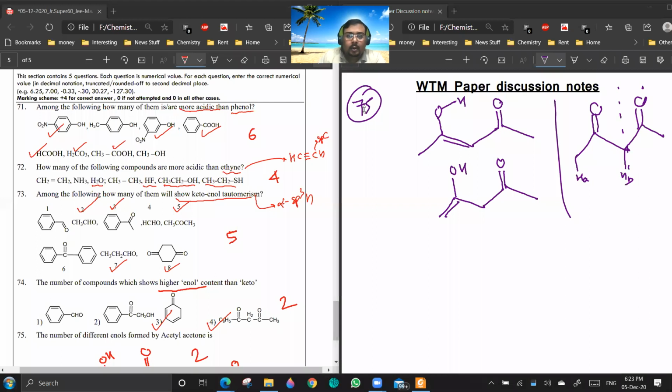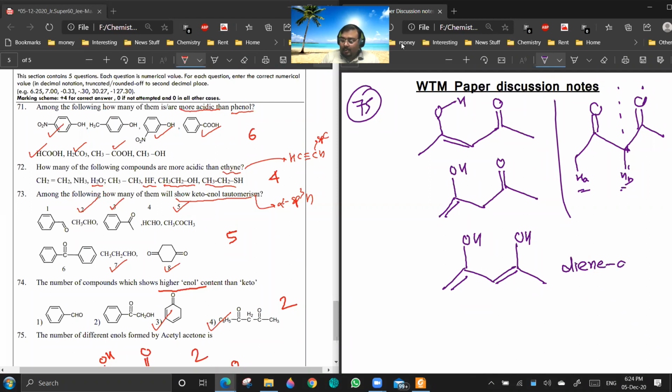Okay. Now, is it clear? Yes or no? These are the two forms, H and HB. Sir, can we convert the other one also into enol? Which one? The other C double bond. No, that would be a dienol, that will be an enediol, not an enol. For an enol, there should be one alcoholic group. This is actually an enediol. Are you getting the point? Okay, so this is done.